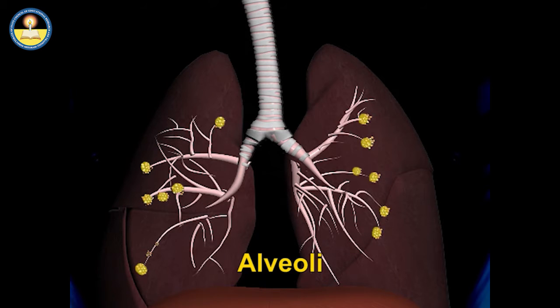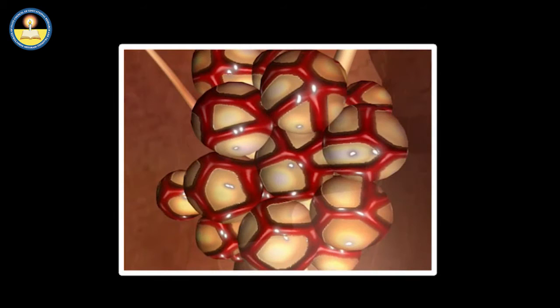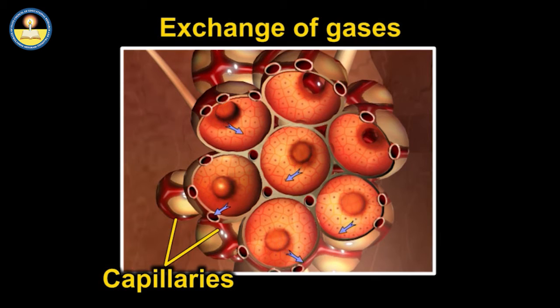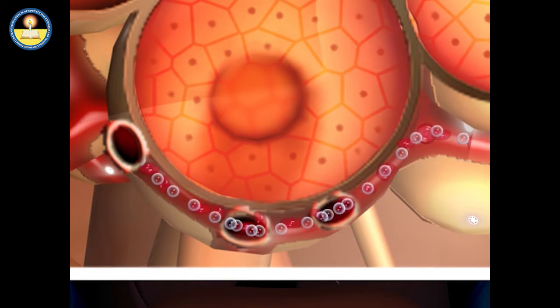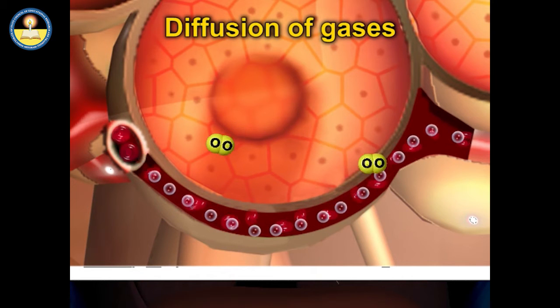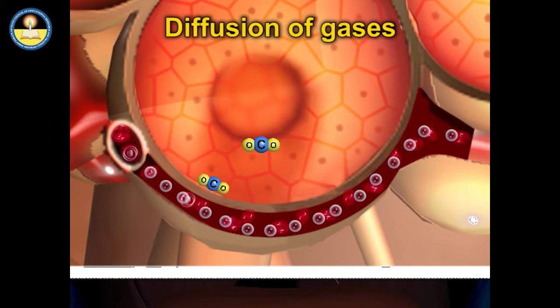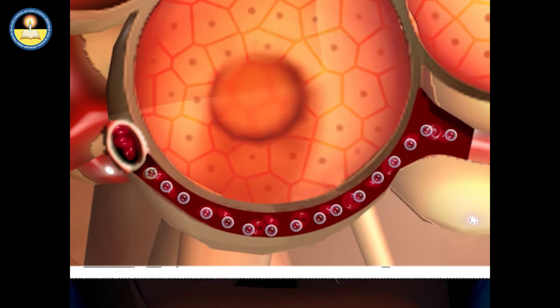At the alveoli, the second part of respiration, the exchange of gases, takes place. Each alveolar sac is surrounded by blood capillaries. Gaseous exchange occurs between the air that reaches the alveoli and the surrounding blood capillaries. Oxygen diffuses across the alveolar wall and enters the bloodstream, while carbon dioxide diffuses from the blood to the alveoli.